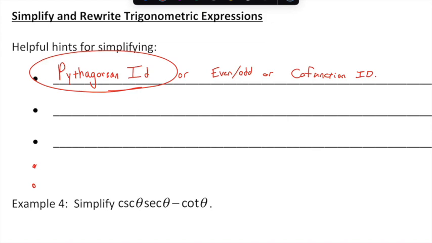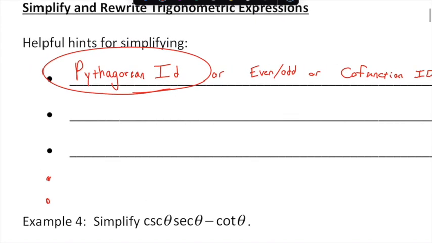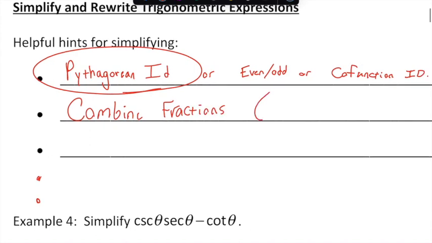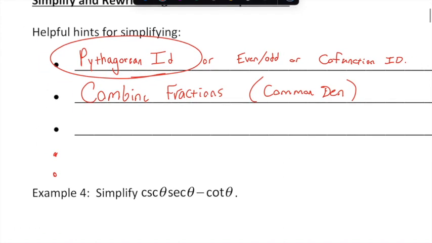Sometimes that might not be all we need. Like if you look down below, sometimes we'll have fractions. And if you want to combine fractions, we need a common what? Mm-hmm. So yeah, we'll need to go and get some common denominators occasionally on some of these problems.